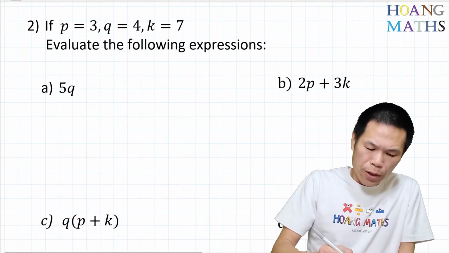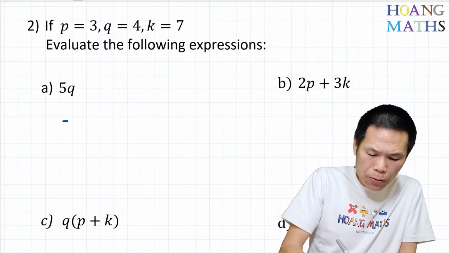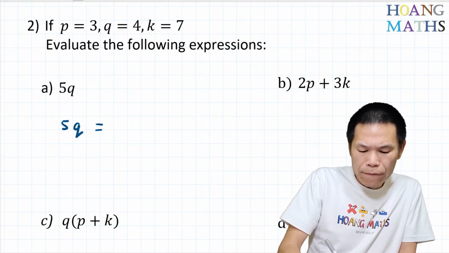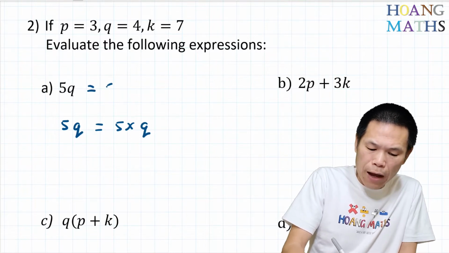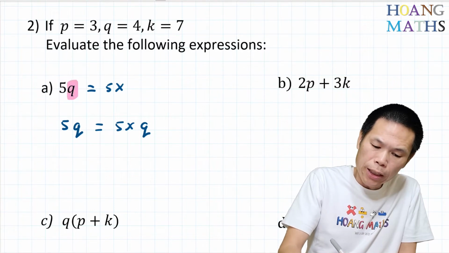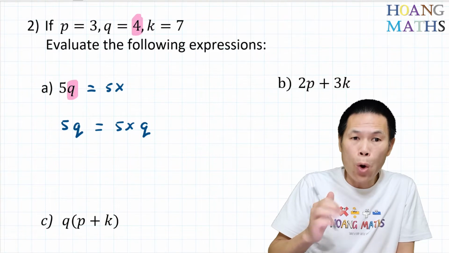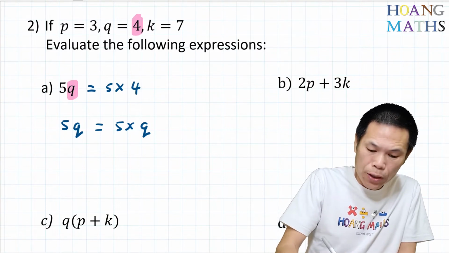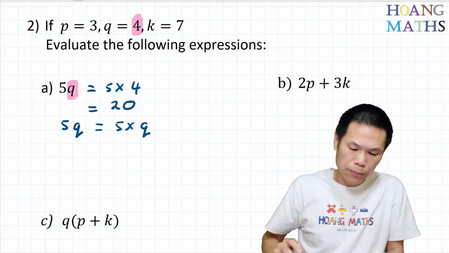So first one, 5q. Don't forget 5q means 5 times q. Let me write this down. So 5 times q, but we know that q here is equal to 4. So we just write 5 times 4. 5 times 4 is 20. So we just write this down.